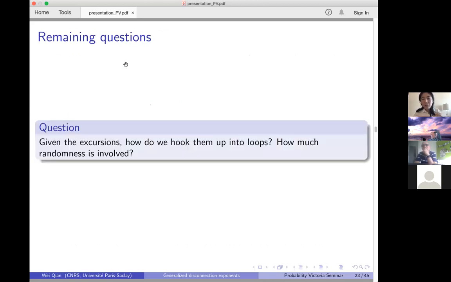Another remaining question after this work is, given the excursions, how do we hook them up into loops? How much randomness is involved? We first want to answer it for the critical intensity C equal to 1, because we know that we can have a picture on the right-hand side that shows a Poisson point process of Brownian excursions. And then you would ask, given the excursions, how do you reconnect them into loops? And is there randomness involved?